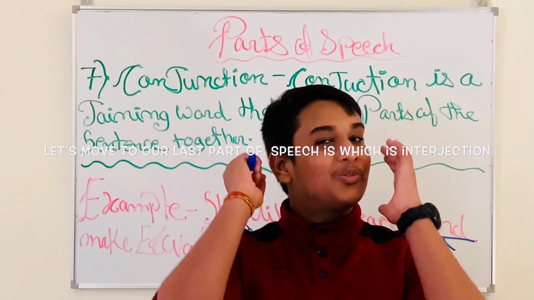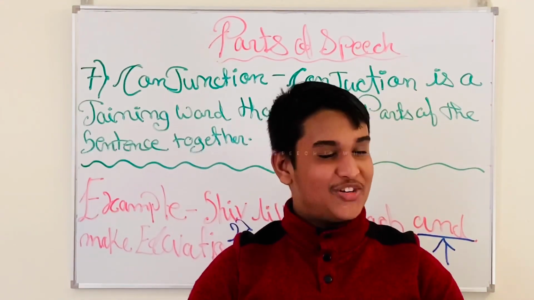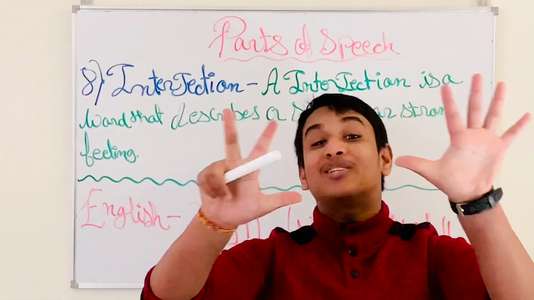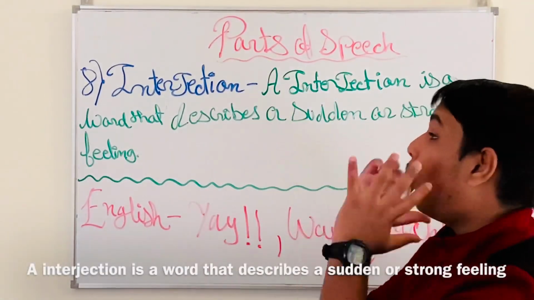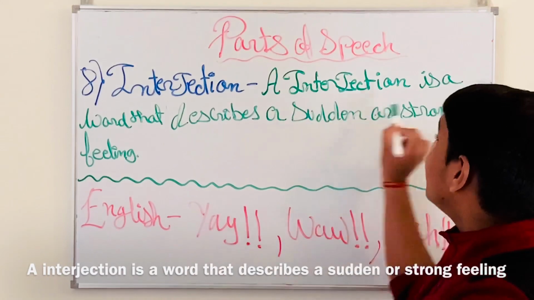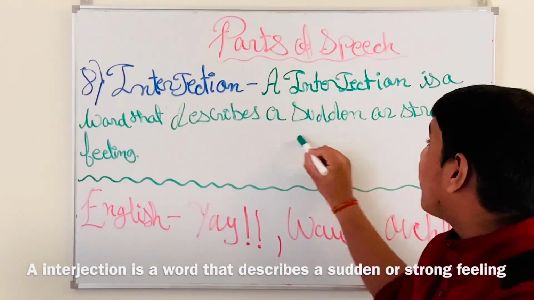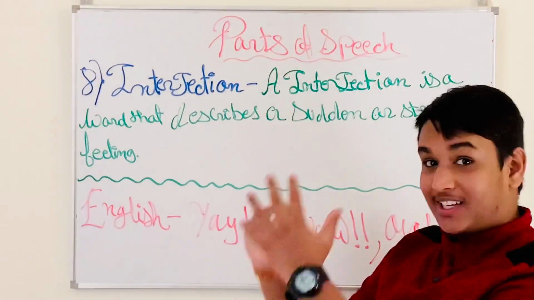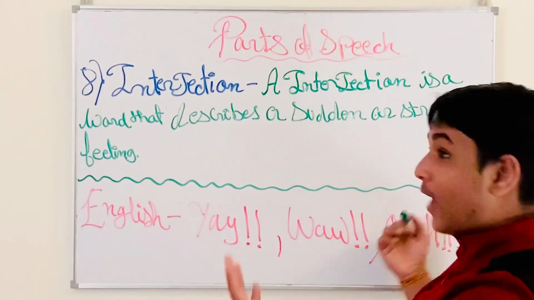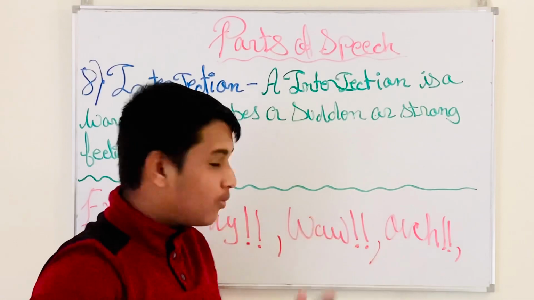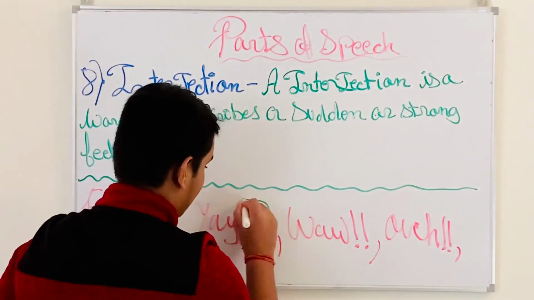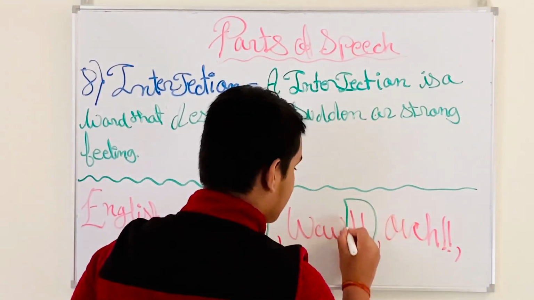Now let's move to our last part of speech, which is interjection. Let's look at the definition first. What is interjection? An interjection is a word that describes a sudden or strong feeling, such as yay, wow, ouch, where you use exclamation marks. These are called exclamation marks.